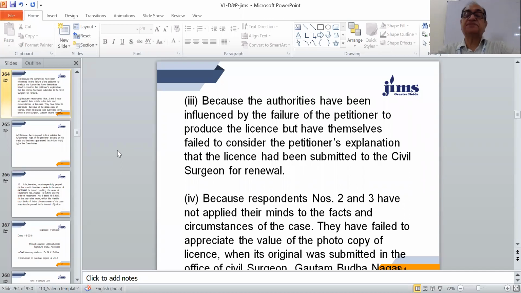Fourth ground, because respondent number 2 and 3 have not applied their minds to the facts and circumstances of the case. They have failed to appreciate the value of the photocopy of the license when its original was submitted in the office of the civil surgeon, Gautam Buddha Nagar, UP.